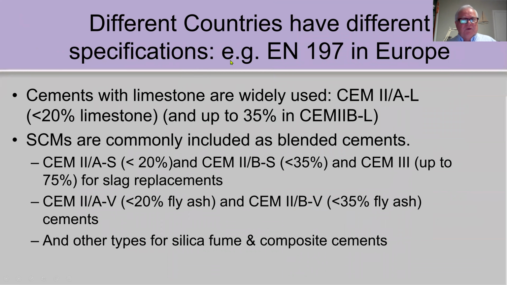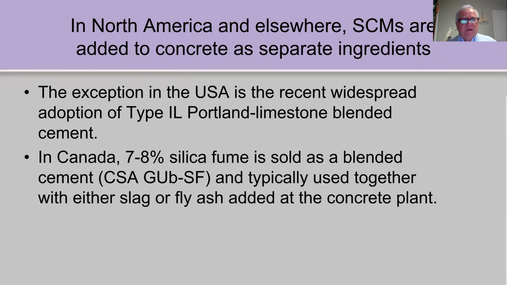And this is in Europe. EN 197 has limestone cements with up to 20% limestone, the CEM II/A-Ls, and up to 35% limestone, the CEM II/B-Ls. And it also has blended cements with slag and fly ash and other materials as well. Many types of cement are possible with the EN 197. In North America, we tend not to use blended cements, and there's historical reasons for that. I won't talk about that today.